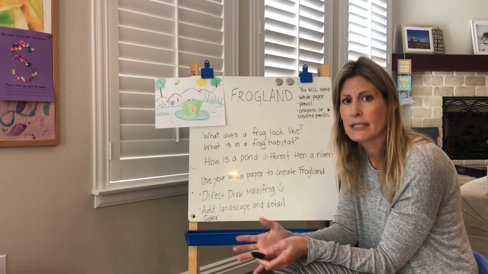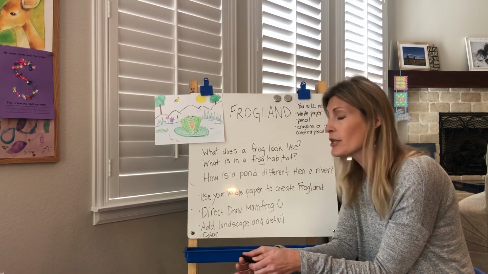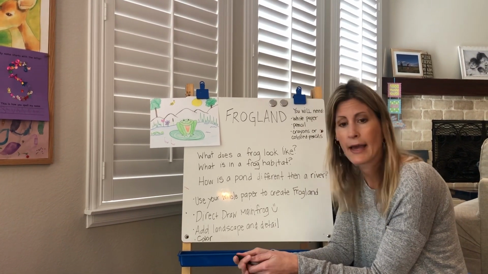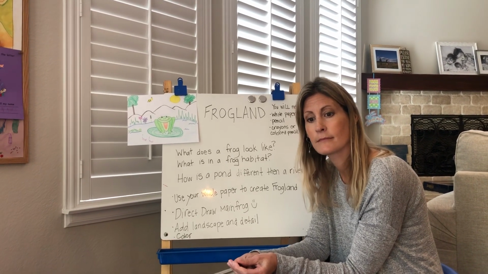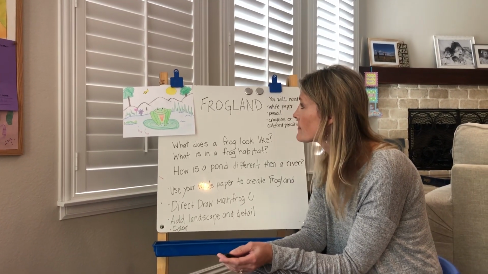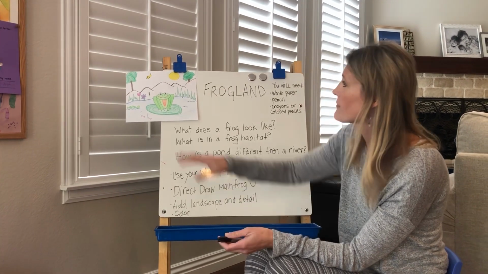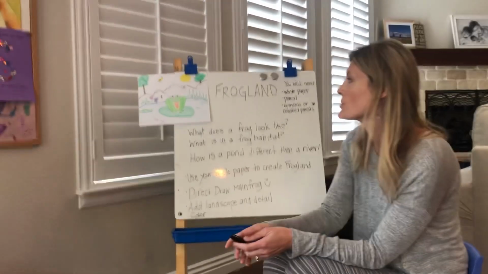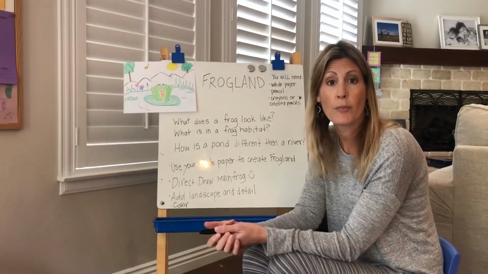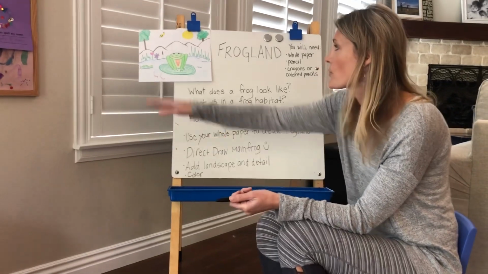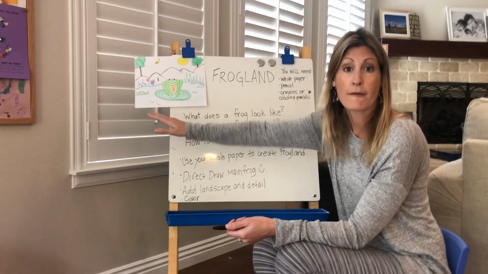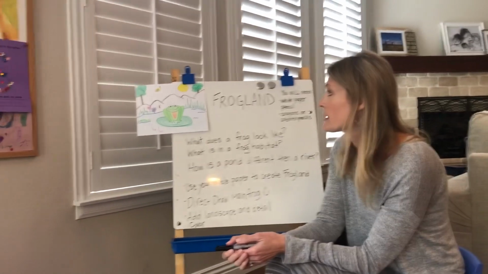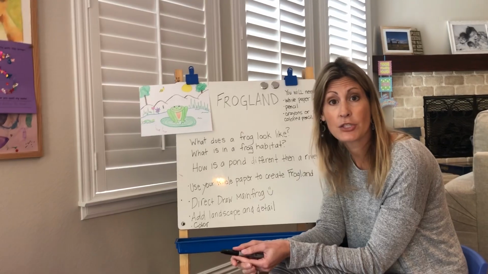What is in a frog habitat? A habitat means where it lives. So what do you usually find in a frog habitat? Water, lily pads, grass, trees. Yeah, so when you're making Frogland, after we do our frog, you'll be able to incorporate lots of things we've learned this year. So we've drawn flowers, we've drawn turtles, we've drawn fish. So you'll be able to include all of those things in the picture at the end.